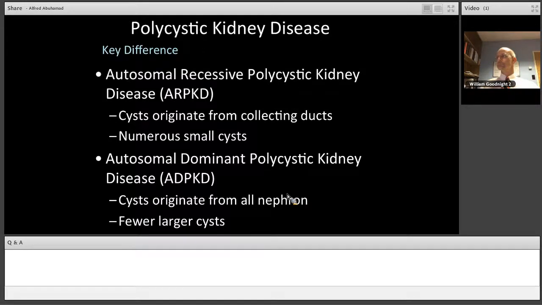Here's the key difference. In autosomal recessive polycystic kidney disease, the cysts originate, on pathology under the microscope, from the collecting tubules only, and the rest of the nephron is actually normal. On ultrasound, you cannot see the cysts because they are very small. Whereas in autosomal dominant polycystic kidney disease, the cysts are present throughout the nephron, both on the collecting tubules and on the inlet, and there are fewer, larger cysts that you see on ultrasound.